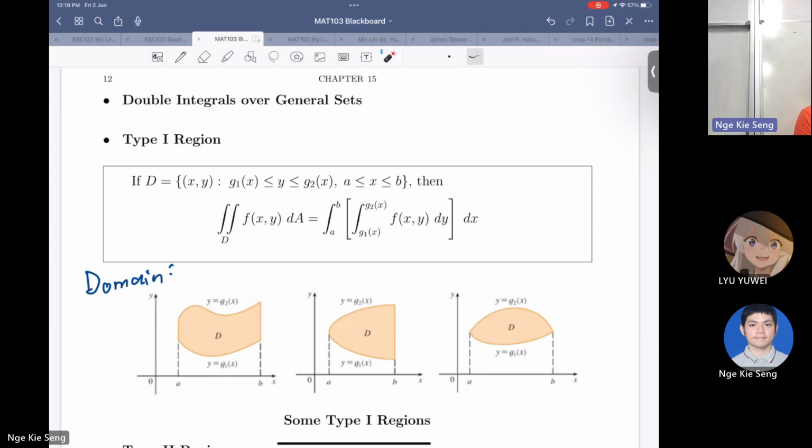Okay, this is the idea. The idea here is that y changes depending on my x. So I integrate over y with respect to g1 and g2. First, I need to know which function is higher, whether g1 or g2. Then I integrate from the smaller one to the greater one. This is still the same as a number, but now we replace it with a function.